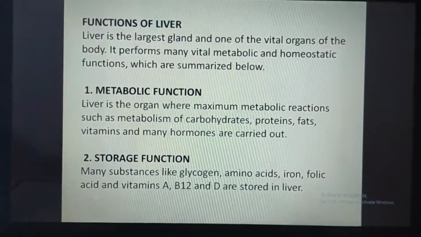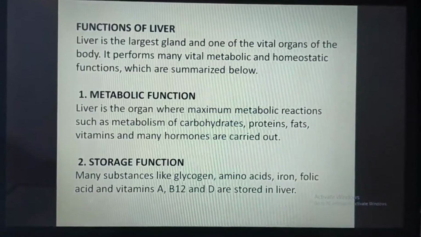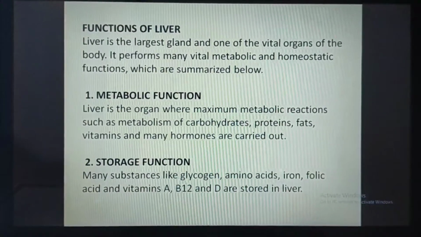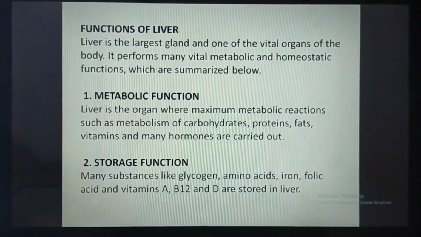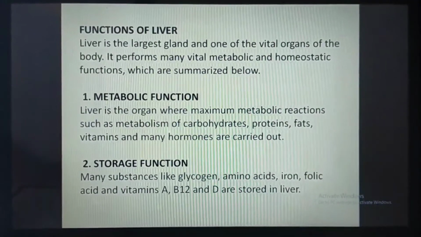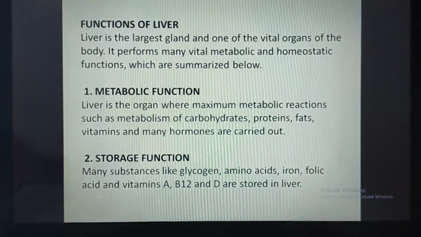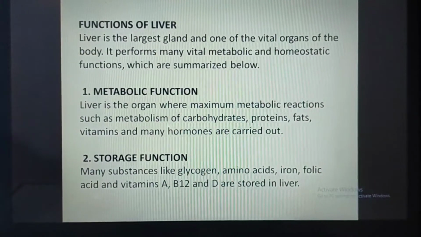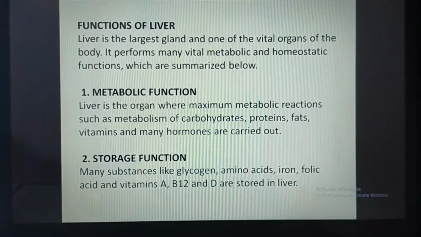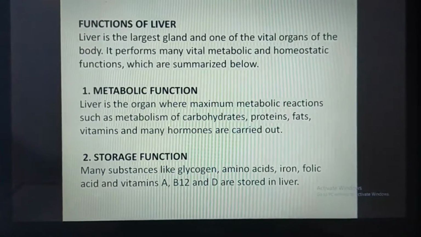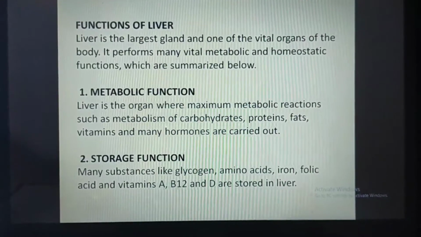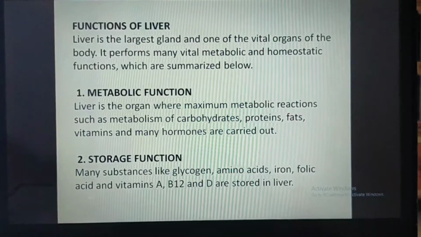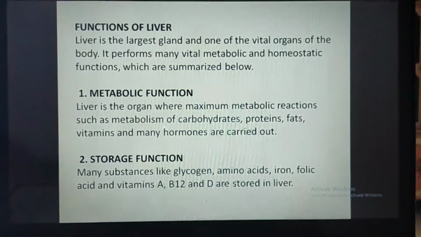Now we'll see the functions of liver. Liver is the largest gland and one of the vital organs of the body, and it performs many vital metabolic and homeostatic functions, which are summarized as follows. Metabolic function. Liver is the organ where maximum metabolic reactions such as metabolism of carbohydrates, proteins, fats, vitamins, and many hormones are carried out. Storage function. Many substances like glycogen, amino acid, iron, folic acid, and vitamins A, B12, and D are stored in liver.